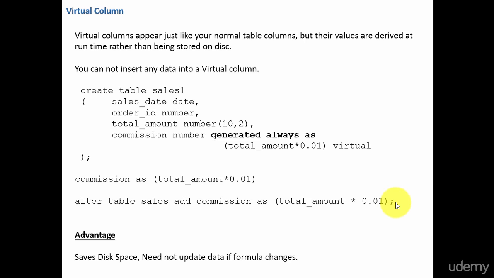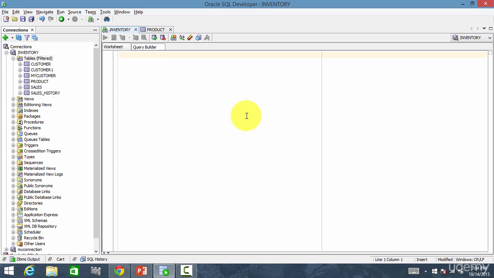Okay, now let's go and have the demo. Okay, let me create the table sales 1. Okay, sales date, order ID, number, total amount, number, and I want the commission column, which is a virtual column.